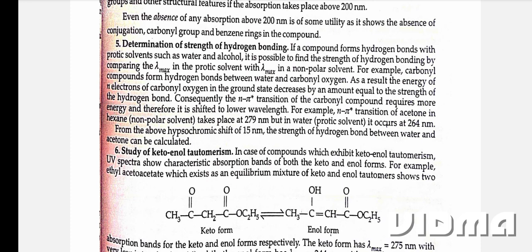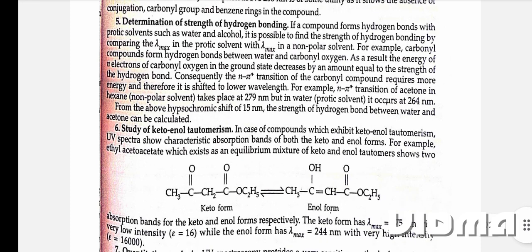Consequently, the n to pi star transition of the carbonyl compounds requires more energy and therefore it is shifted to lower wavelength. For example, the n to pi star transition of acetone in hexane takes place at 279 nanometer, but in water it occurs at 264 nanometer. From the above hypsochromic shift of 15 nanometer, the strength of hydrogen bond between water and acetone can be calculated.